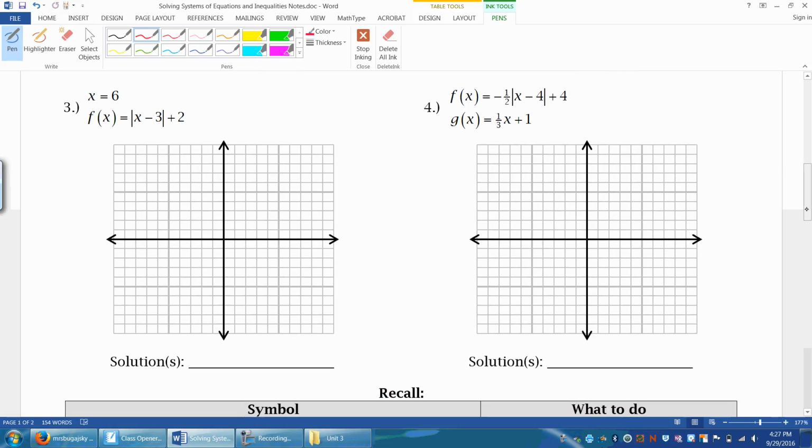On number 3, we have one of the special cases for our line. This is a vertical line. Every point on the line is going to have an x-coordinate of 6. So these points all have x-coordinates of 6.